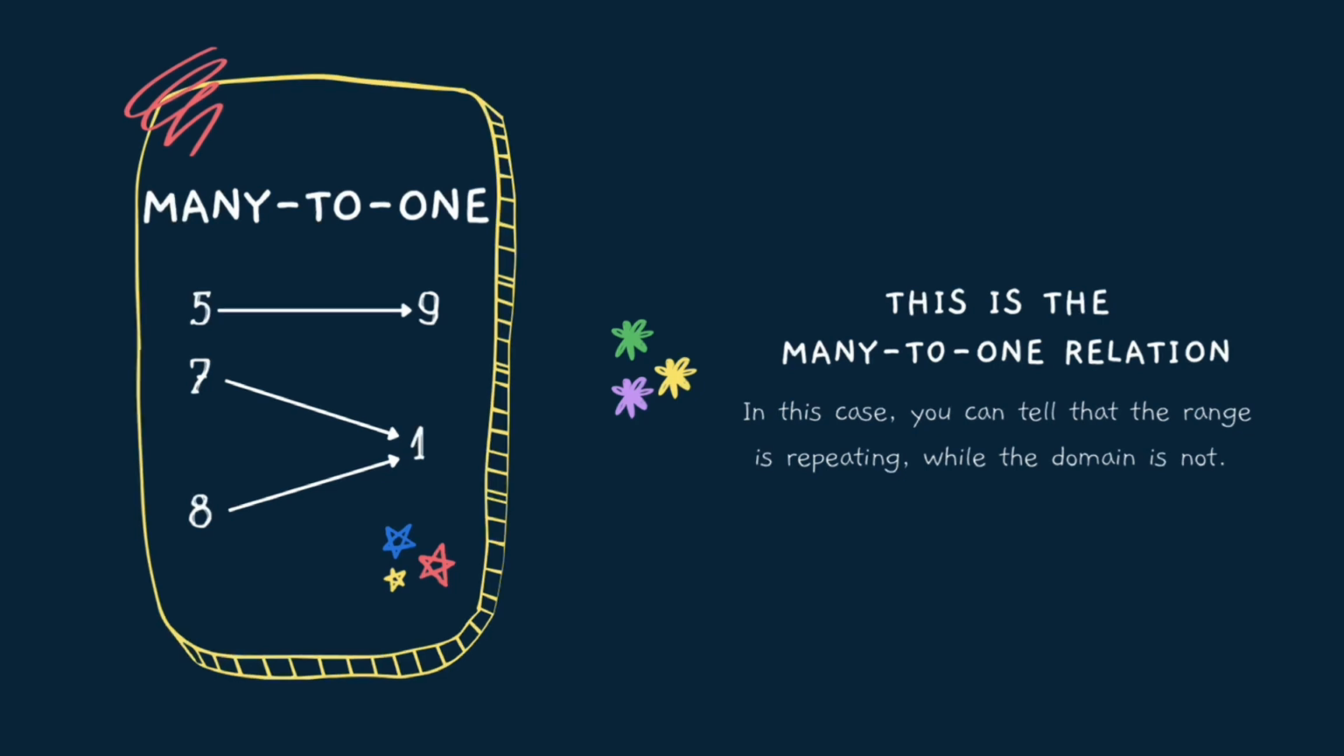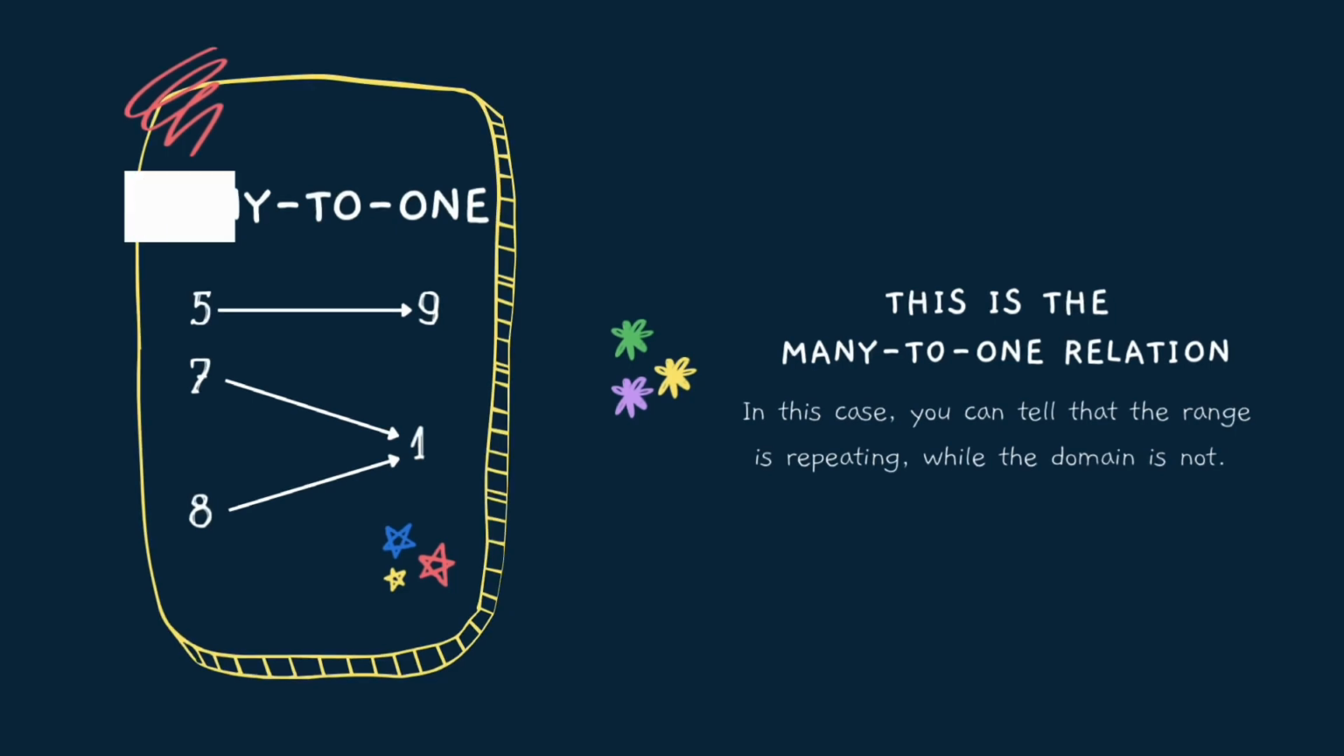In this picture, you can see the many-to-one relation. In this case, you can see the range repeating but the domain does not repeat itself. This means that the many-to-one relation is a function. Take note that all functions are relations, but not all relations are functions.